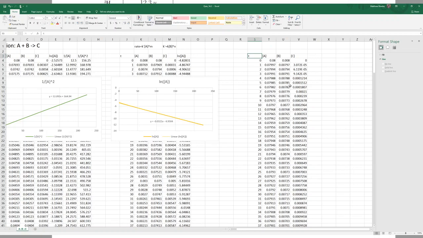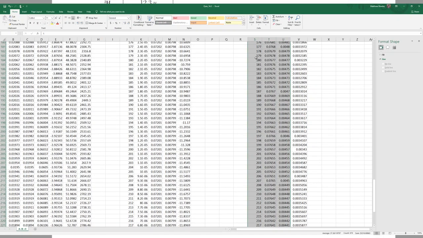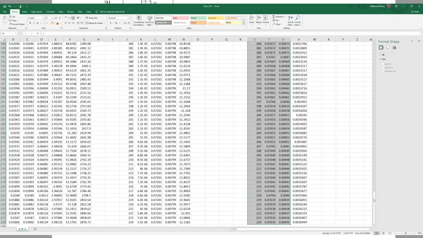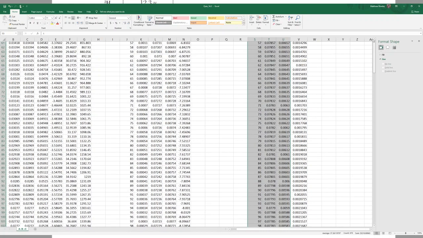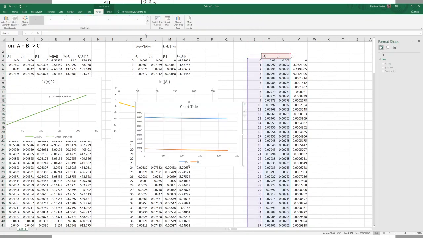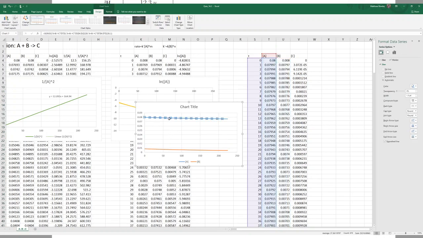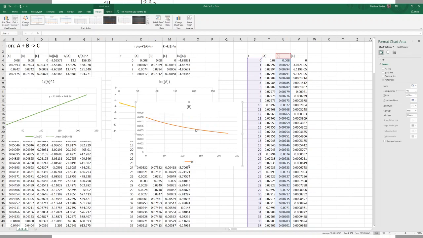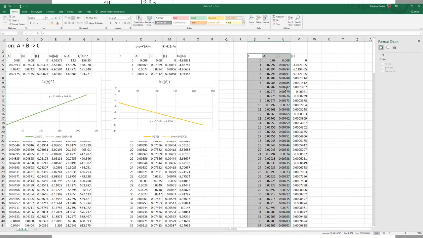So let's go ahead and graph the concentration of B now against time. Insert chart. And once we get rid of this concentration of A, it's going to adjust itself, and you see that that has definitely got some curvature. So we are not going to be zeroth order with respect to B.